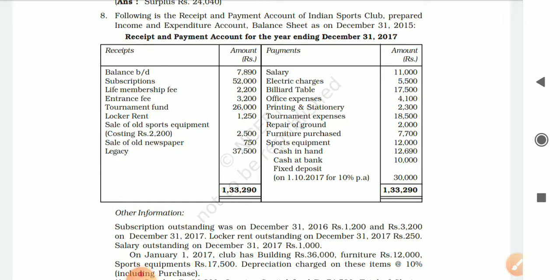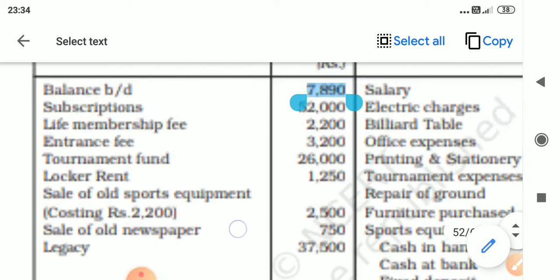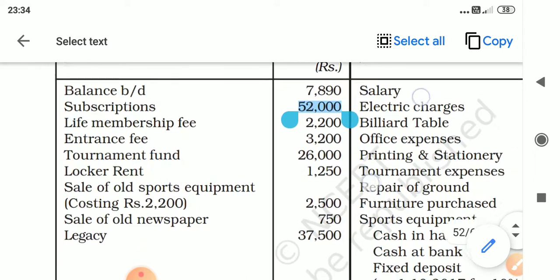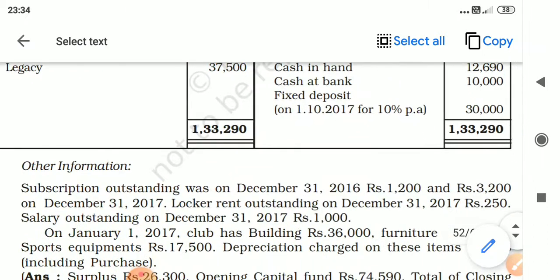Okay. Now I will be guiding you how to solve the sum. You have to solve the sum. This balance brought down 7890 will come in the asset side of opening balance sheet 2016. Then subscription. Take subscription 52,000 to the income side of income and expenditure account, inner column. With this subscription 52,000, we have to add current year's outstanding 3,200 minus previous year's outstanding 1,200.